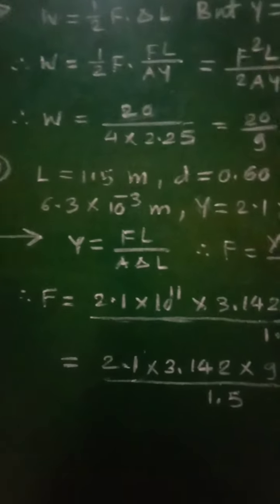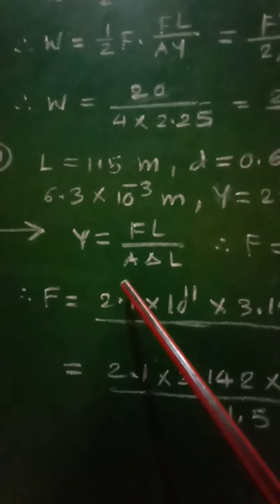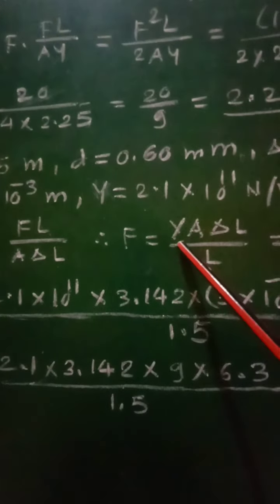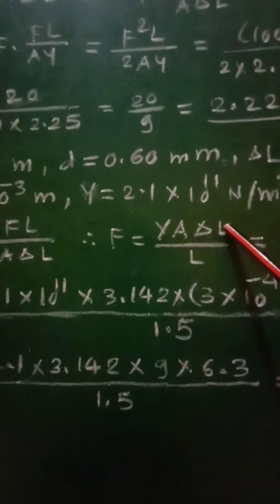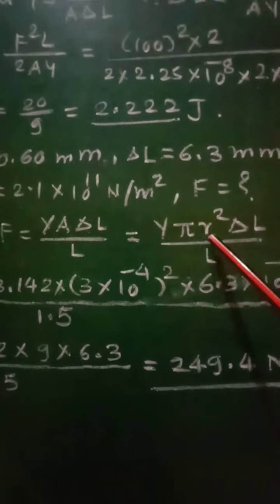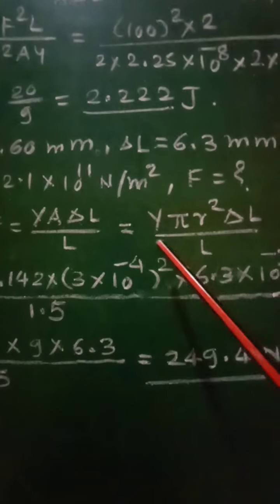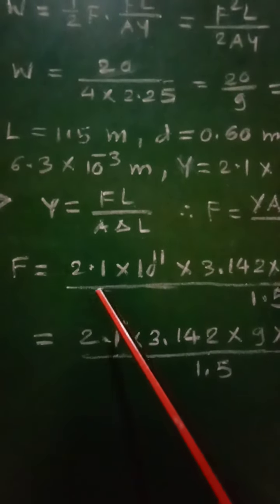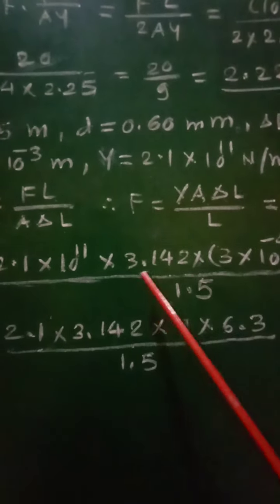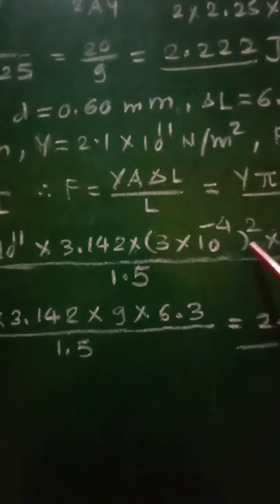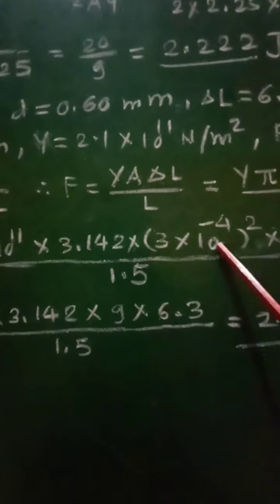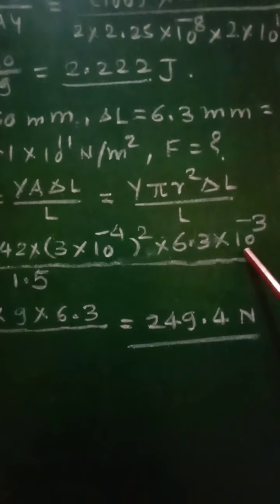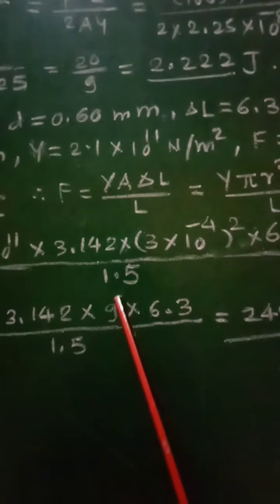Therefore, we are having the formula for Young's modulus, that is Y is equal to FL upon A into delta L, and therefore we can write F equal to YA delta L upon L, which will be written as Y into pi r square delta L upon L. Putting the values, we will get F is equal to 2.1 into 10 raised to 11 into 3.142 into 3 into 10 raised to minus 4 square, that is r square, 3 into 10 raised to minus 4 being the value of r in terms of meter, into 6.3 into 10 raised to minus 3 divided by length L, that is 1.5.